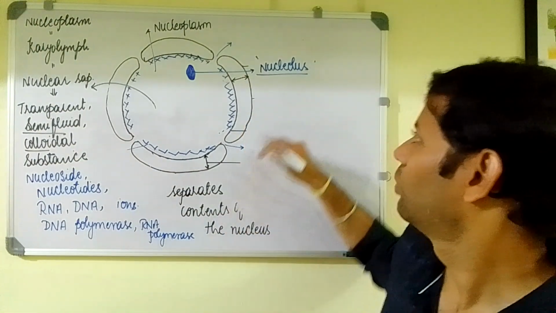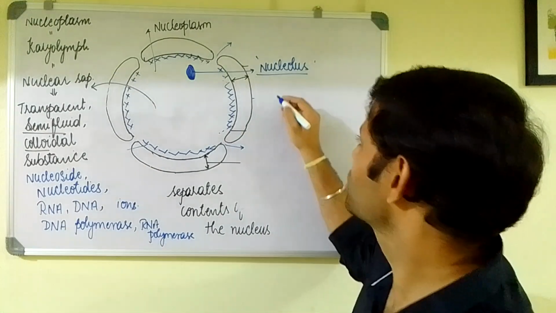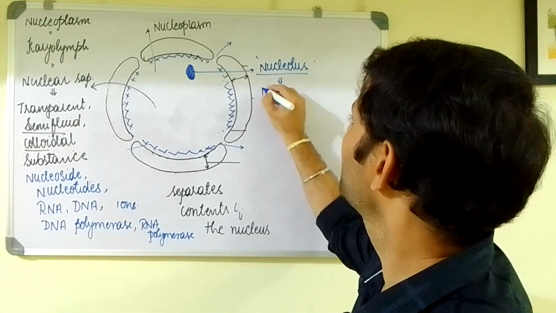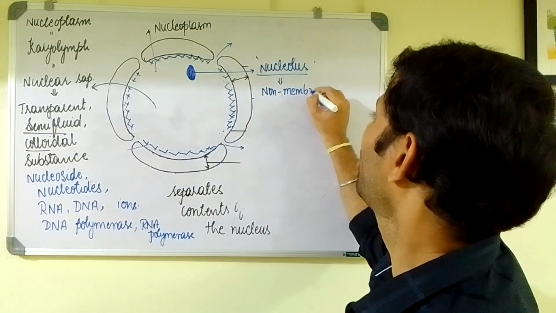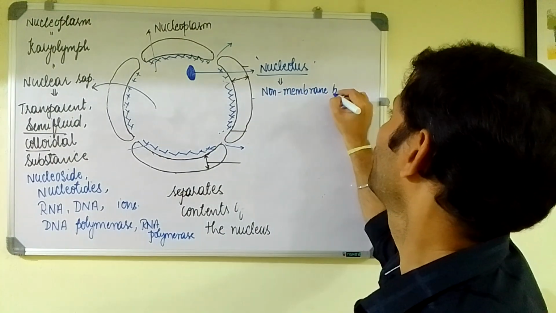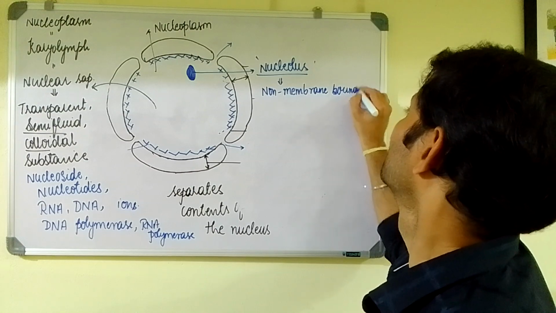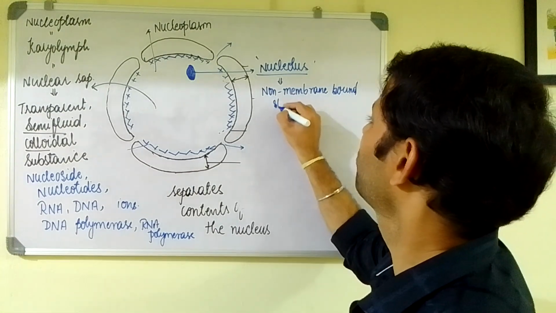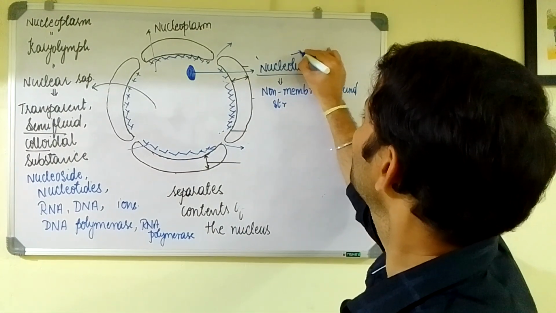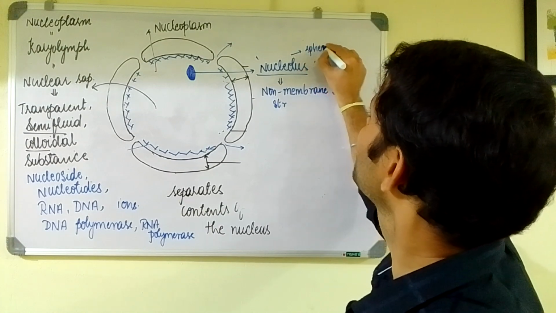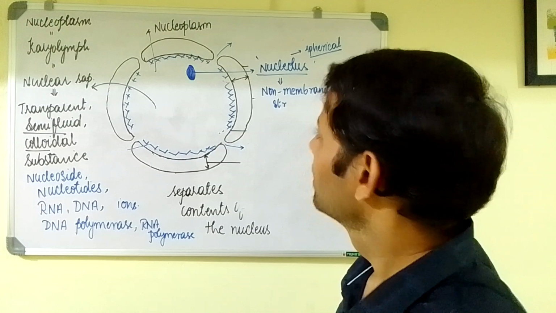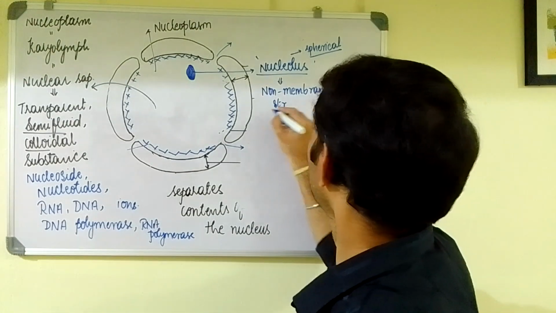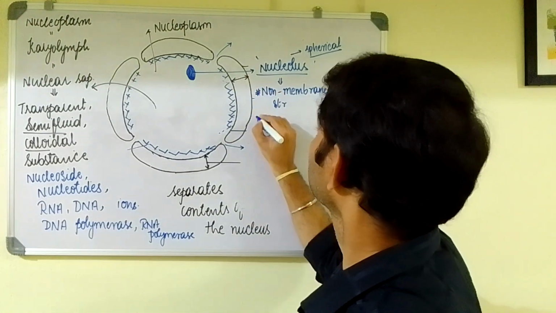So, let us come here now. Nucleolus is a non-membrane bound structure, which means there is no membrane around it. Nucleolus is generally spherical in shape. Next, it is a non-membrane bound structure. Next one.